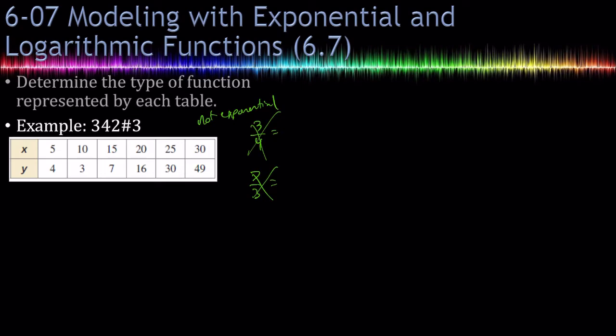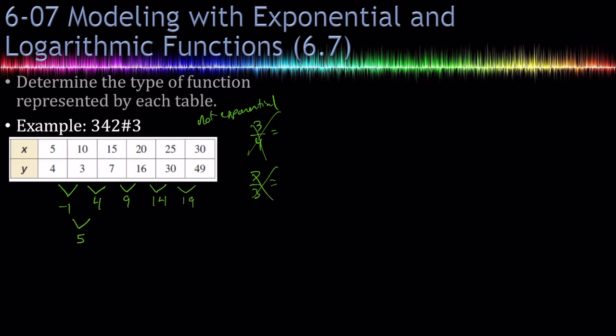So let's try finite differences. 3 minus 4 is -1. 7 minus 3 is 4. 16 minus 7 is 9. 30 minus 16 is 14. And 49 minus 30 is 19. Are those the same? No, but let's try again.